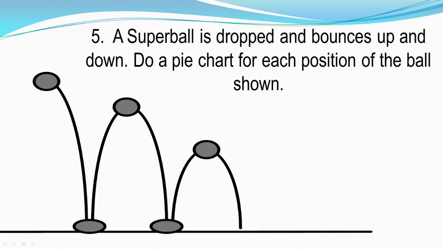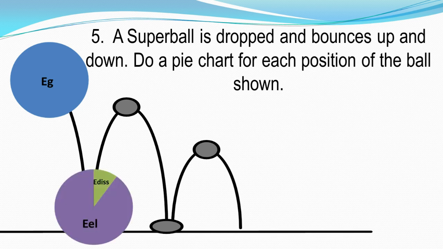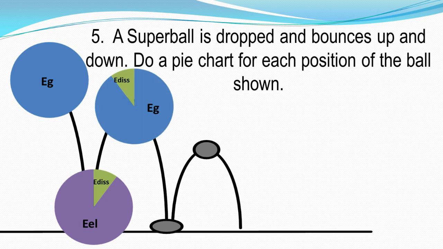A superball is dropped and bounces up and down. Create a pie chart for each position of the ball shown. At the very beginning, the ball is just being held, so it's all gravity. It hits the ground. The collision creates some dissipated energy, thermal and sound. That leaves us with only that much elastic energy to get to the top. All of that elastic energy turns into gravitational.